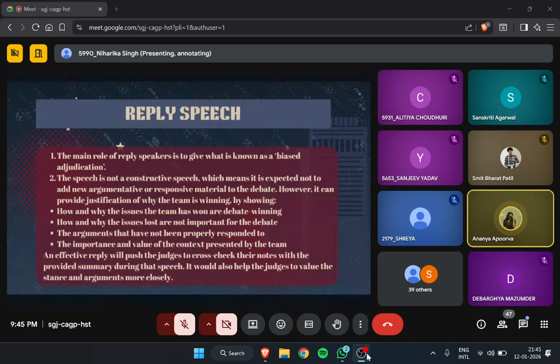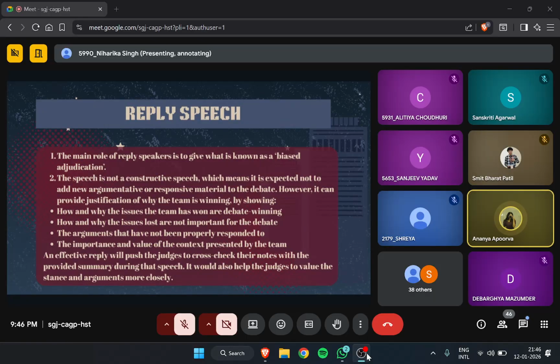A reply speech only lasts for 4 minutes with an additional 15 seconds to conclude. It is also scored on half of the speaker score scale, which is 0 to 40 in general, or the basic range which is followed is 35 to 40 or 41. Now, Alithia mentioned POIs, points of information. POIs cannot be raised during reply speeches. The entire duration of a reply speech counts as protected time.